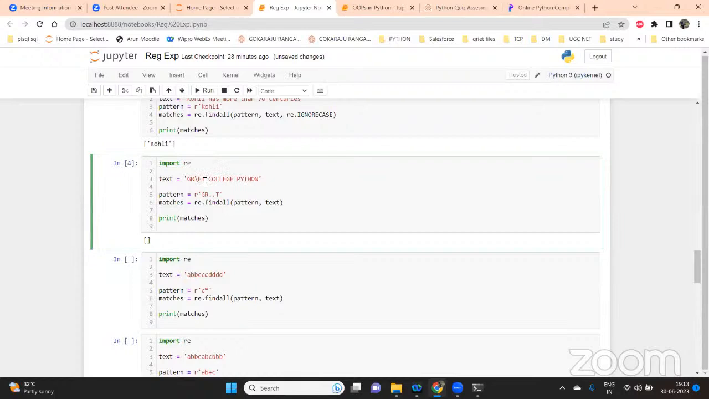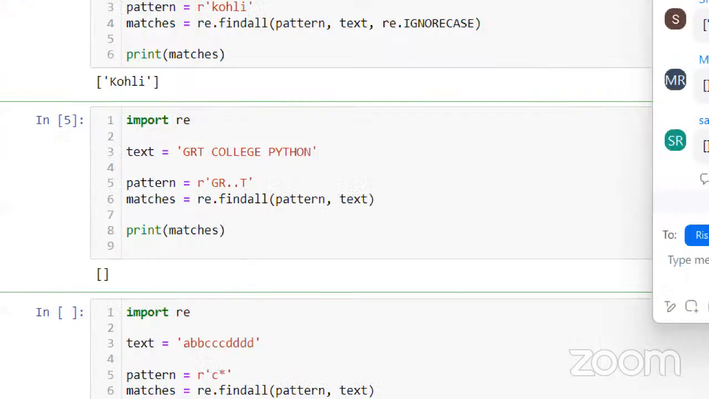We already added here, right? Now why is it not matching? Sir, because there are no characters between R and T. So what does that dot indicate? At least you require 2 characters. It can be anything. Am I correct? Yes.